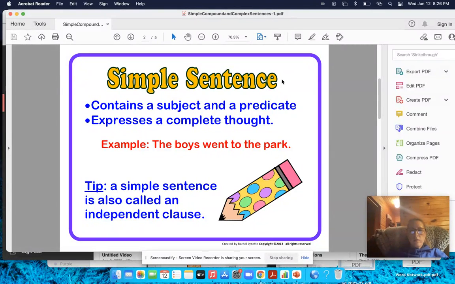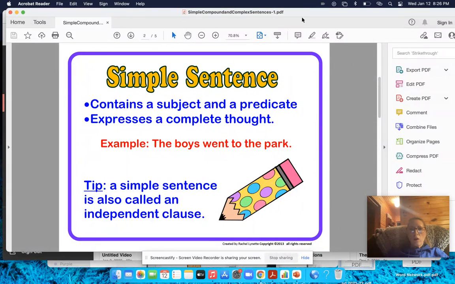And the first is simple. When you were little, even into first grade, you first started learning how to write simple sentences. And a simple sentence is a very simple, short sentence. It's going to contain one subject and one predicate, and it expresses a complete thought.